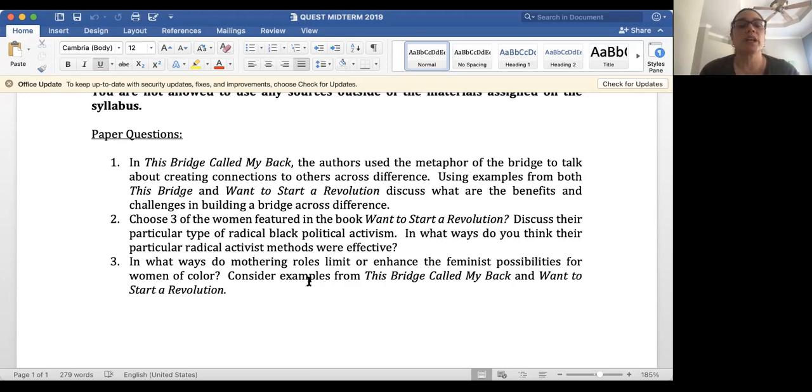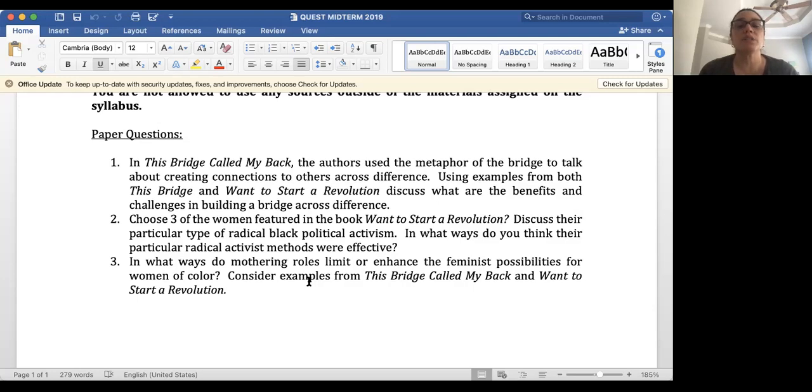So the first one is, in This Bridge Called My Back, the authors use the metaphor of the bridge to talk about creating connections to others across difference. Using examples from both This Bridge and Want to Start a Revolution, discuss what are the benefits and challenges in building a bridge across difference. So the key theme here is the metaphor of being a bridge across differences.